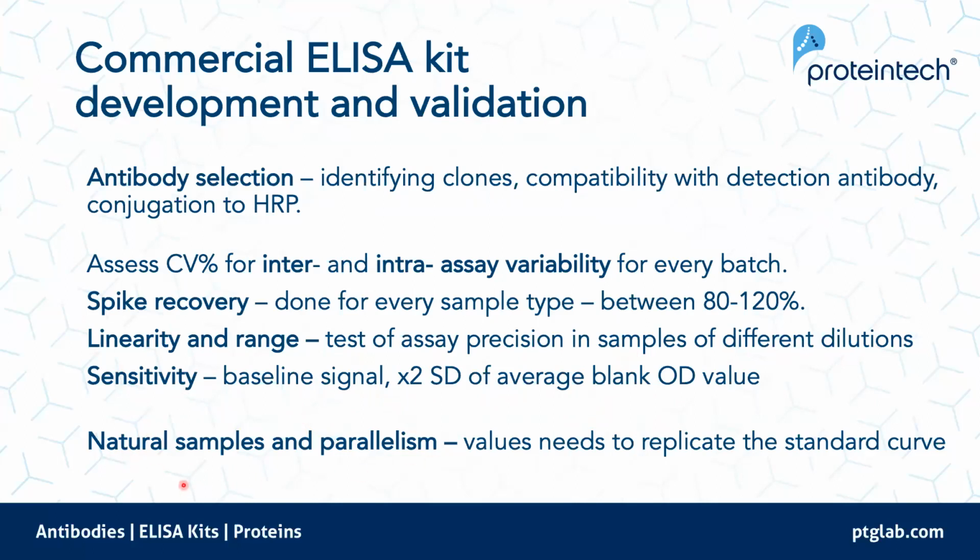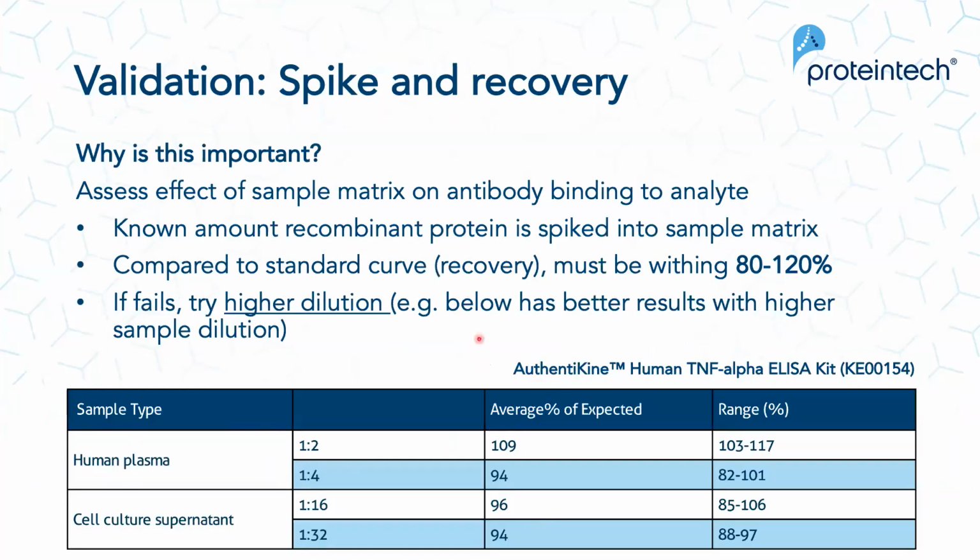Other things that we and other companies do is natural sample and parallelism with our commercial kit validation. What this does is that we're looking at increasing concentrations of natural samples and ensuring that these are replicating the standard curve, showing that our kits work not only for recombinant protein, but also for detecting the analyte in samples as a customer would, in its natural sample matrix.